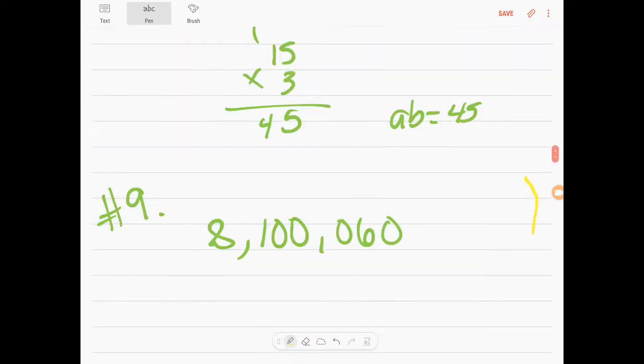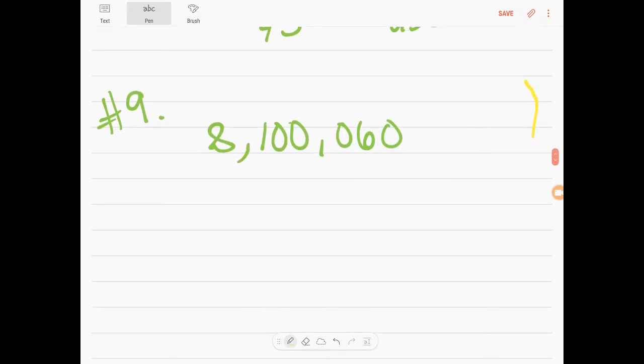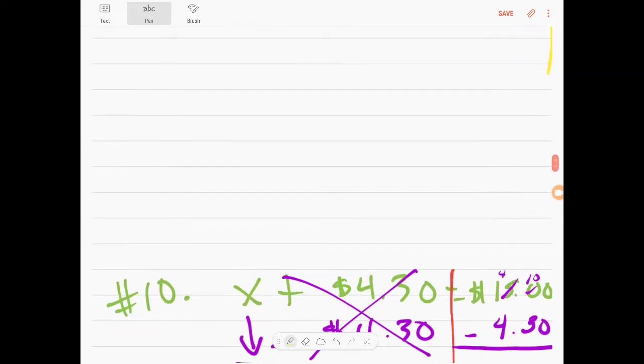Number 9. Oh, I'm sorry, guys. Number 9 says, if I'm not mistaken, yes, it says use the digits to write this number. All right, 88,100,060. That's simple. Number 10.